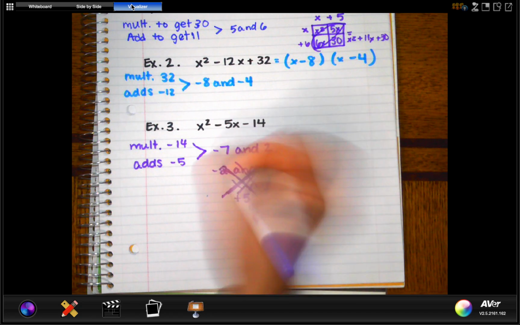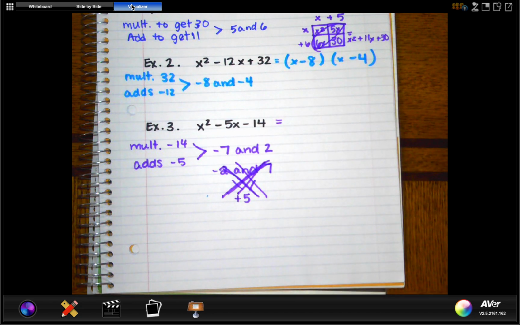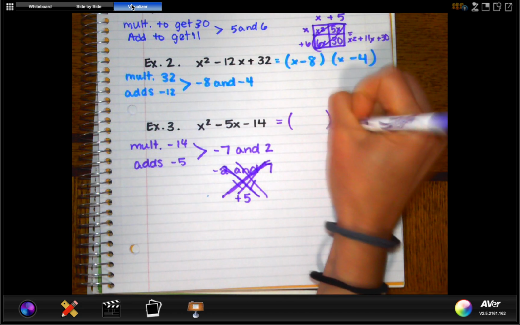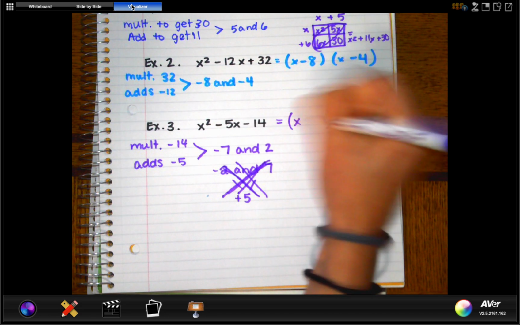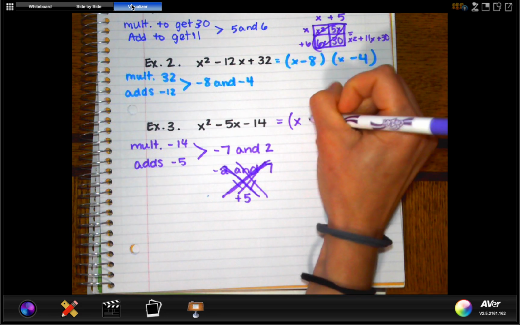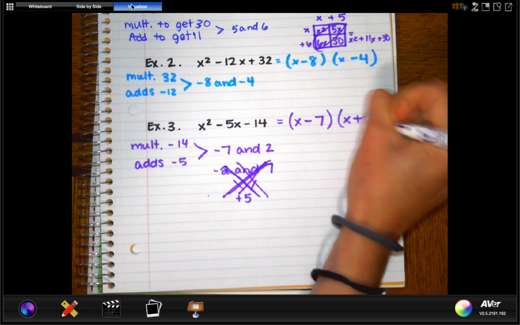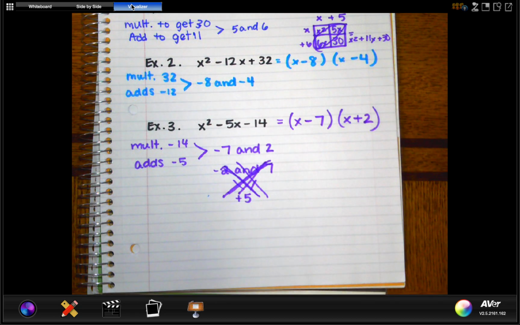We want this one. So our final answer then is two binomials, again both starting with x. We're going to say x minus 7 and x plus 2. And that's our final answer.